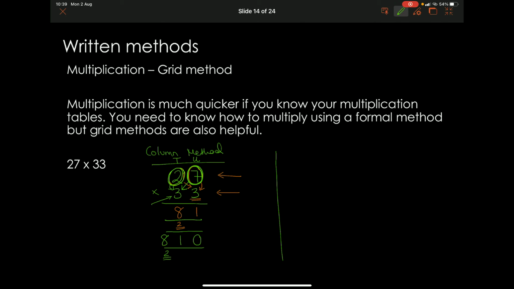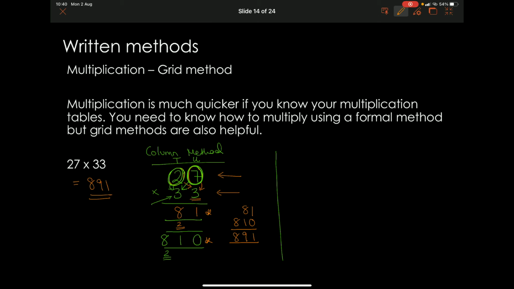Okay, so 810 now. So now you're left with these two numbers. You're left with 81 and 810. So you just need to add them together, and then it gives you your final answer. So if I write down 81 and 810, I'm going to add them. 1 add 0 is 1, 8 add 1 is 9, and 8 on its own is 8. So my answer is 891.